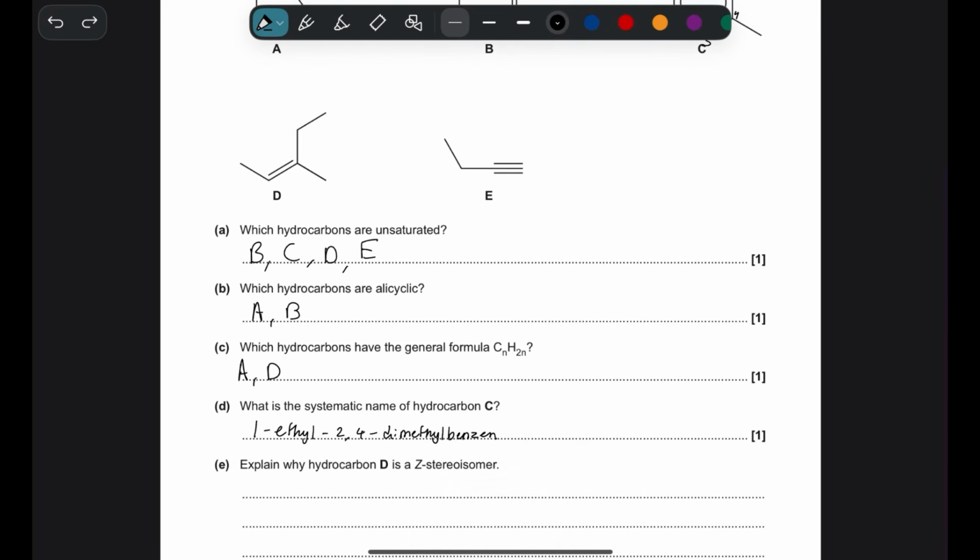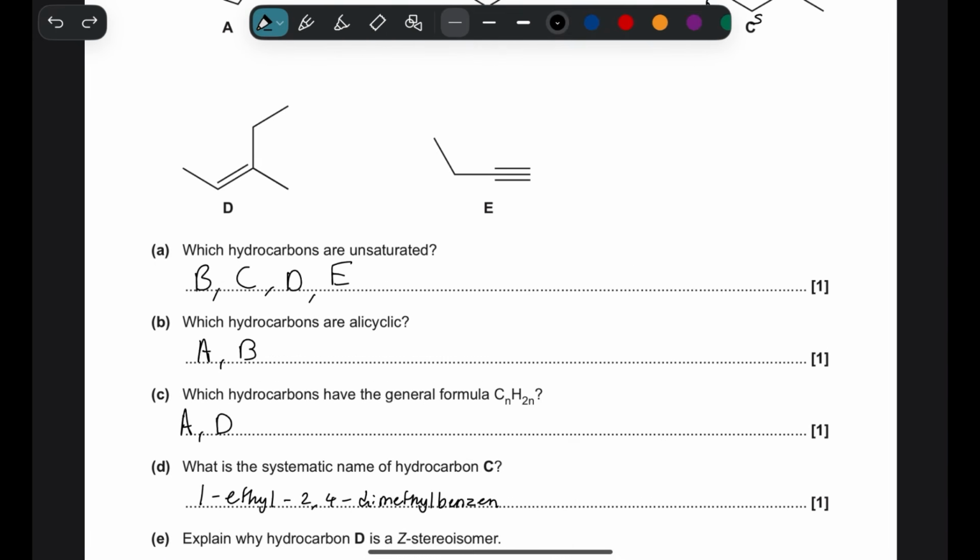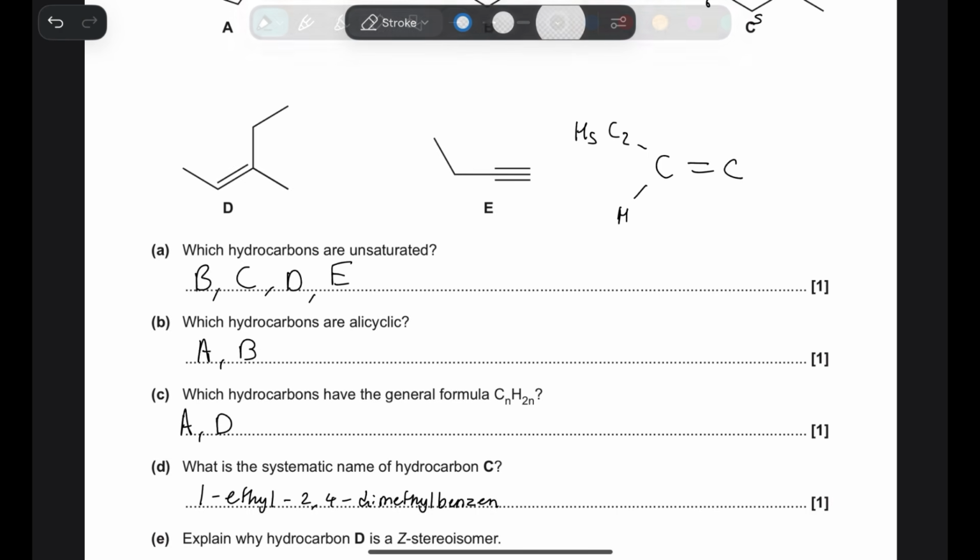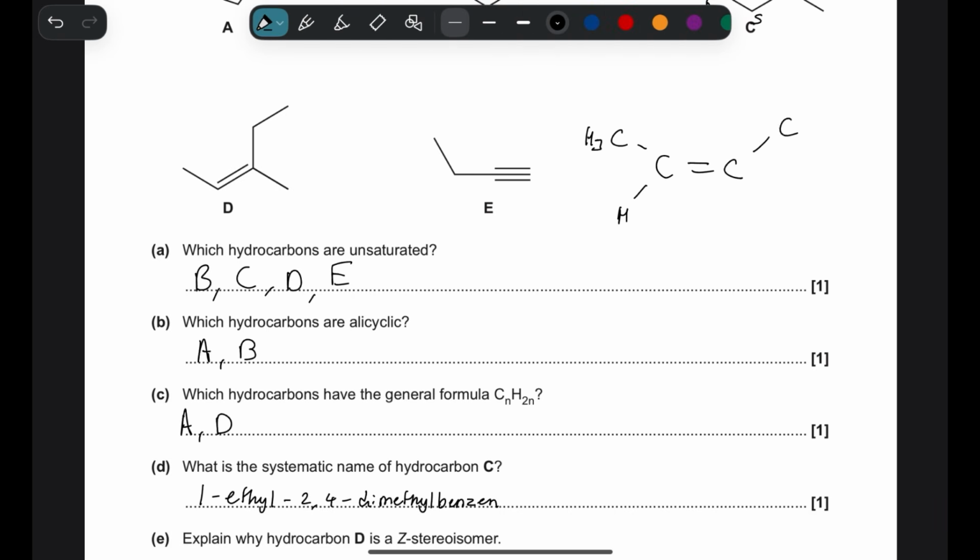Okay. Now we need to explain why hydrocarbon D is a stereoisomer. I always like looking at this in the displayed formula. So if I start with a double bond, we've got an H5C2 group, and we've got a hydrogen here. And then on this side, we've got a, sorry, my bad. I've done it the wrong way. This is H3C. Sorry about that. And this is C2H5. And this is CH3.